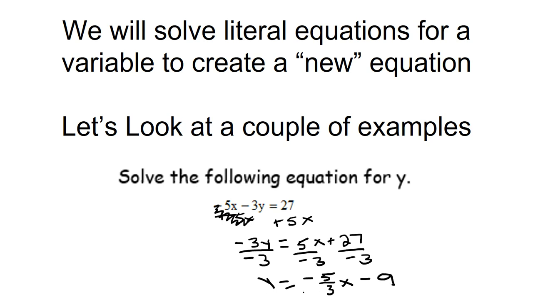This should look very familiar to you. It's something that we're going to use down the road. That's slope-intercept form. So if you know slope-intercept form, you recognize the y-intercept is negative 9. The slope is negative 5 over 3. That's kind of in the next chapter, but it's something that we will get into.